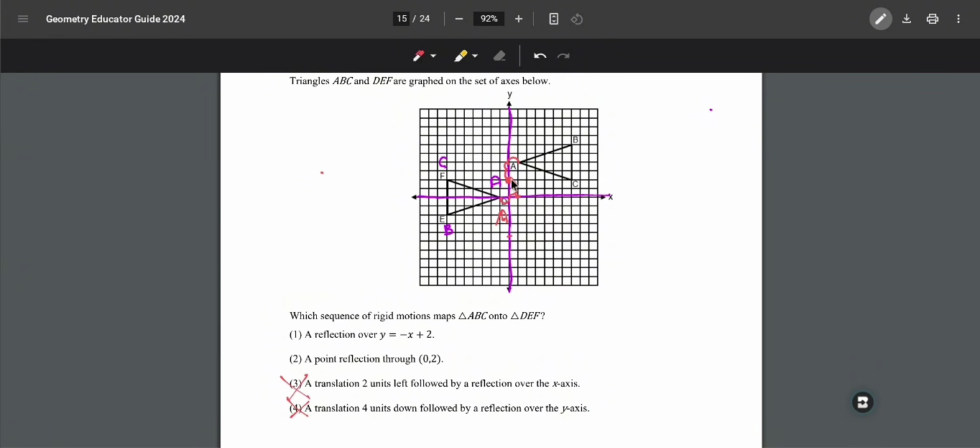For C, to go from point 0, 2 to point C, I moved 1, 2, 3, 4, 5, 6, 7.